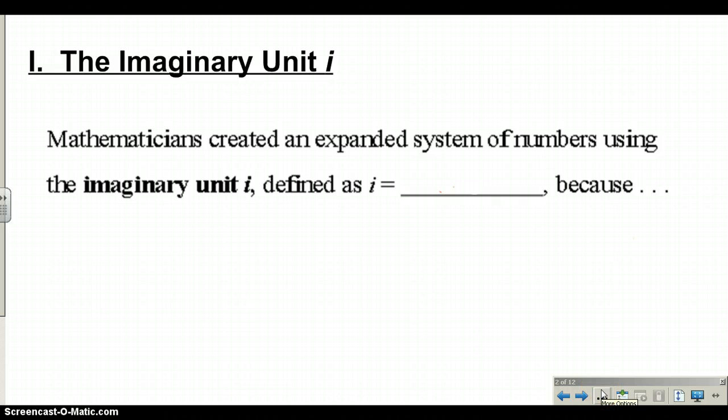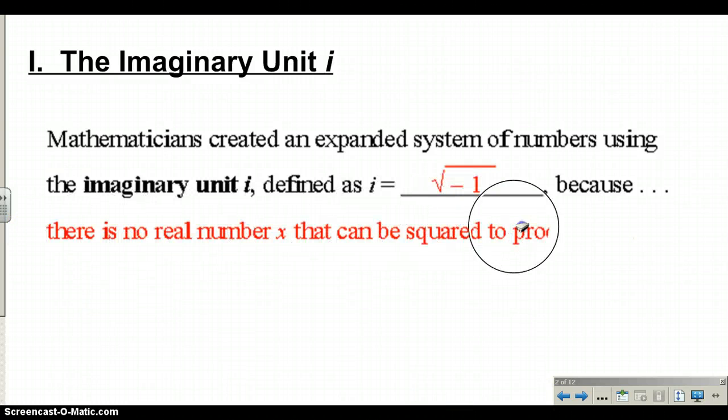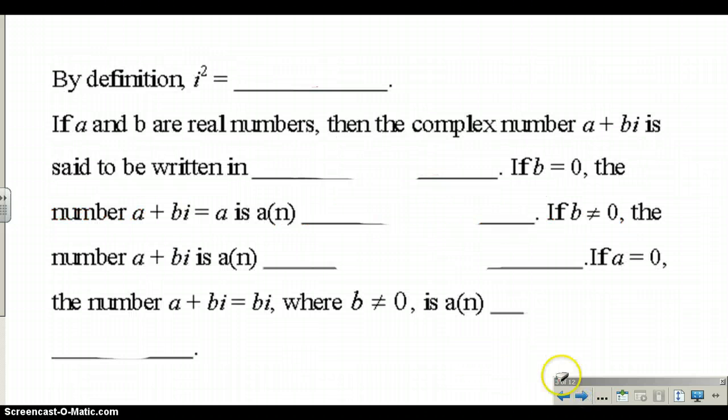First, we're going to look at the imaginary unit i. By definition, i equals the square root of -1, because there is no real number x that can be squared to produce a -1, which we should know already. By definition, i squared equals -1.